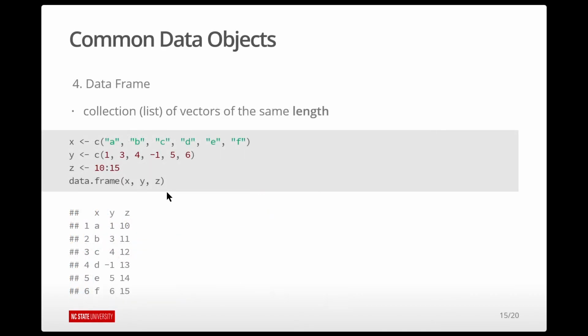So what is a great object for data? Well, it's the data frame. A data frame is just a collection of vectors of the same length. They don't have to be of the same type anymore. We've sort of relaxed that restriction.